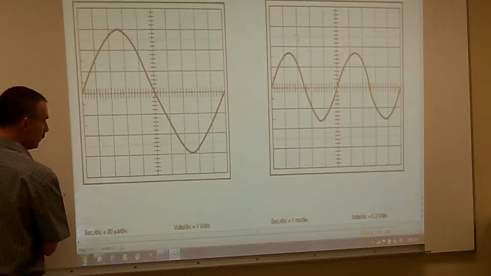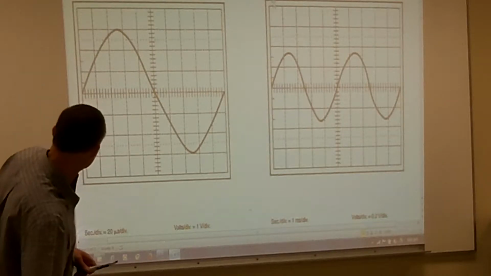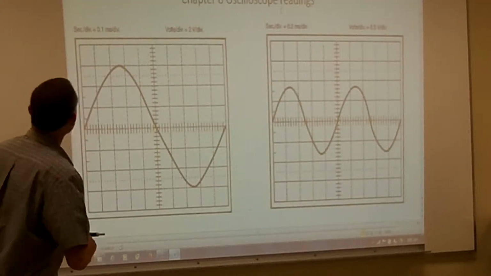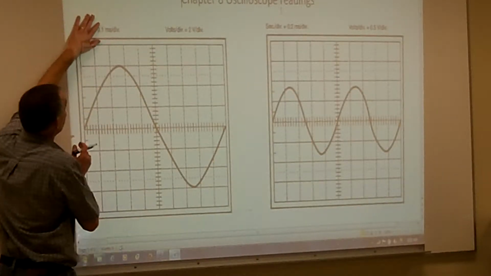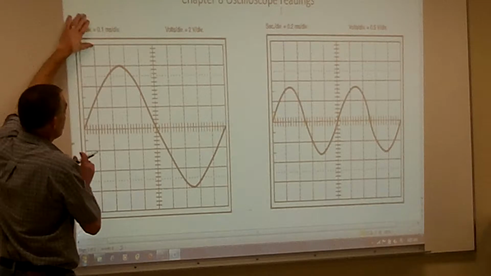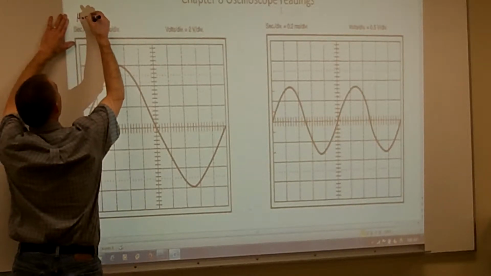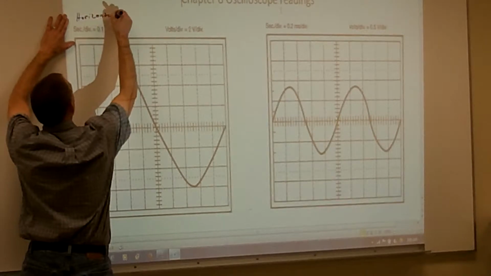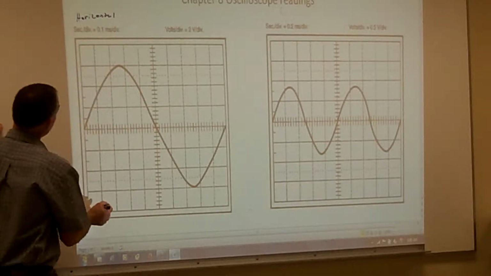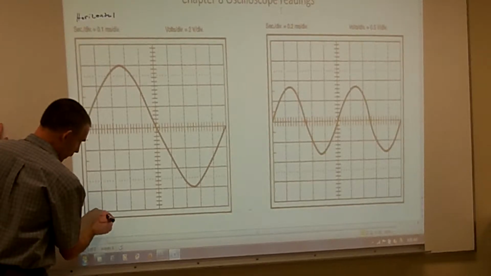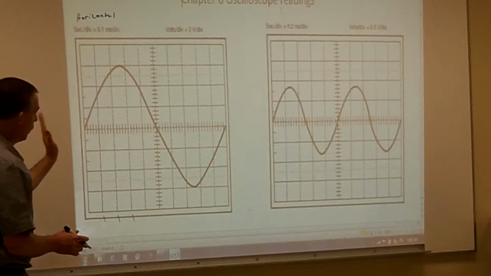It's on the top. Oh, let me get rid of that. Thank you. So our seconds per division is going to be 0.1 milliseconds per division. That's going to be our horizontal division. What it's saying is that every one division is equal to 0.1, so I'm going to have 0.1, 0.2, 0.3 milliseconds all the way across.